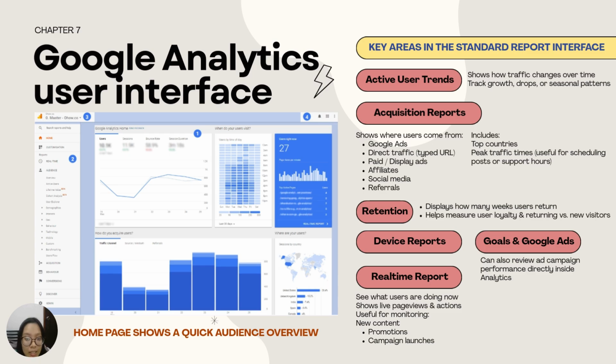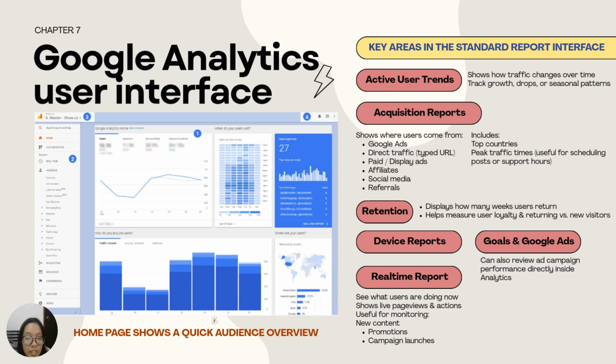In the standard Google Analytics report, there are a few key areas you should always pay attention to. First is the active user trend. This shows how your traffic is changing over time. Next is the acquisition report. It tells you exactly where your visitors come from. This includes Google Ad traffic, direct traffic, which is people typing your URL, or other cases that I have listed above. Also paid traffic, display ads, affiliate links, and social or referral sources.